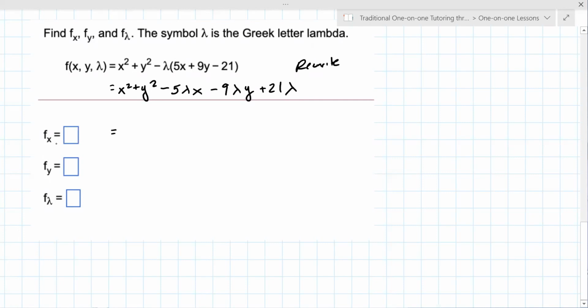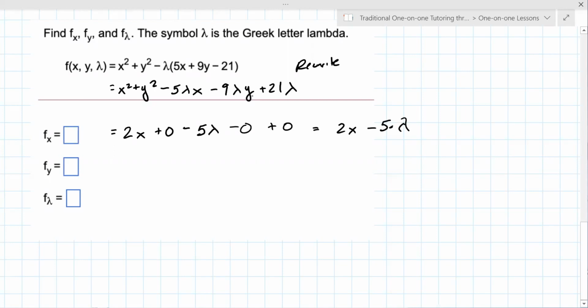So for your f_x, you only care about something that has an x in it. See how this first one has an x in it? You take its derivative, that's 2x. The next one has an x in it, and it doesn't matter that there's a lambda. Lambda is a constant. You treat anything else besides x as a constant, so y and lambda are constants. So this is minus 5 lambda. There's no x's here, so that's minus 0. No x's here, plus 0. So it reduces to 2x minus 5 lambda, and you can make it nice if you want to.